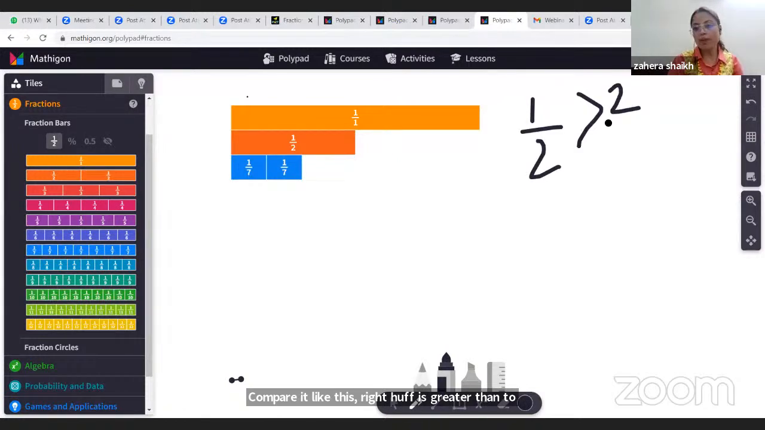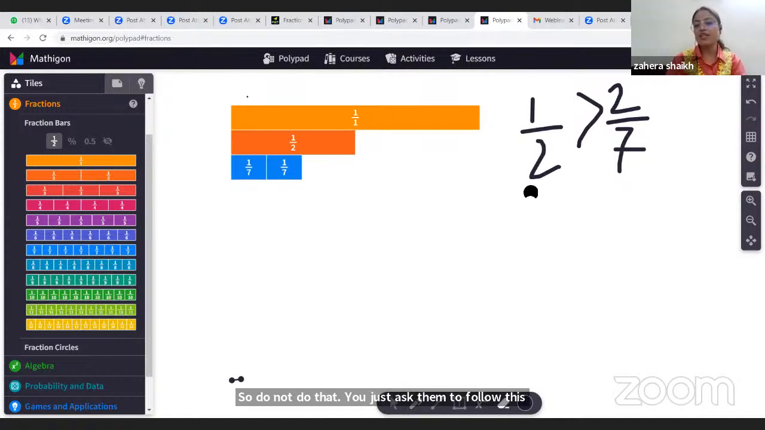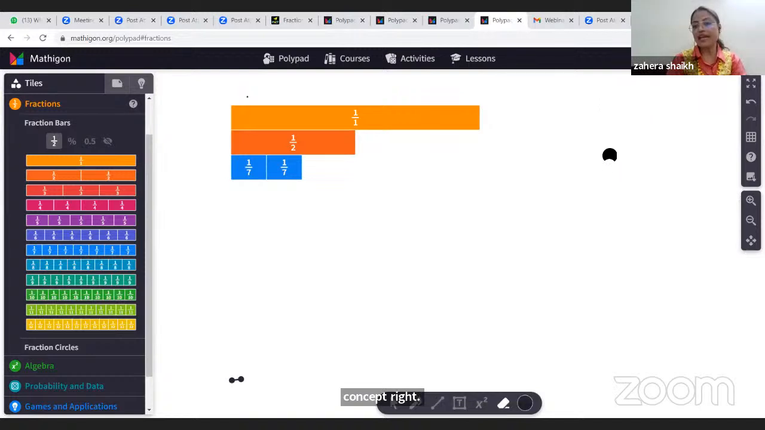There should be no memorization that you need to compare the denominator first. If the denominator is big and the numerator is like that, that again falls under memorization, so do not do that. You just ask them to follow this visualization and this manipulative to understand the concept. So this is how comparison can be done.